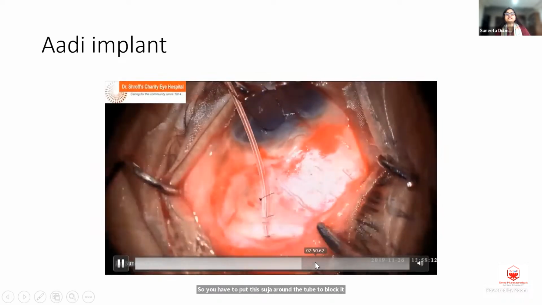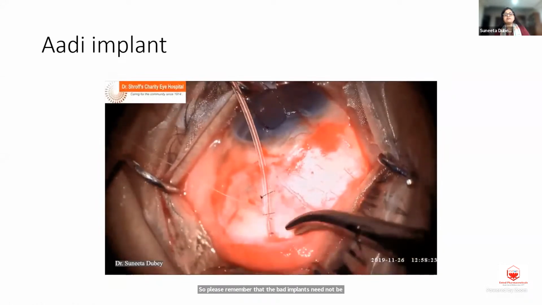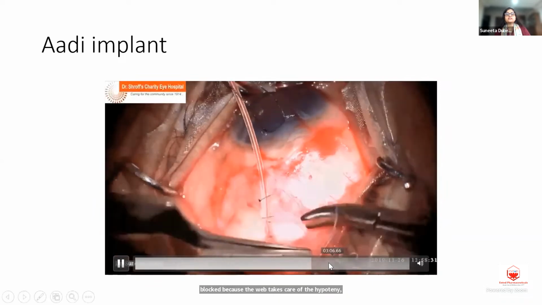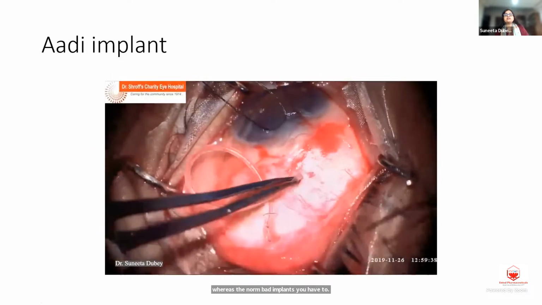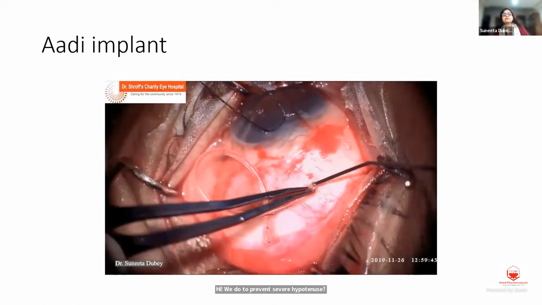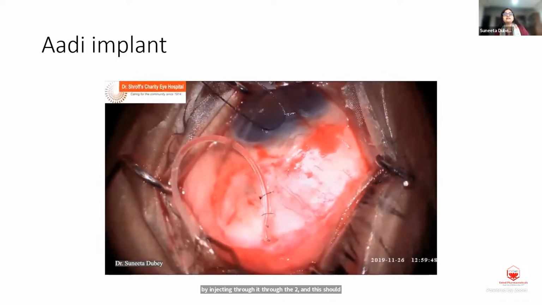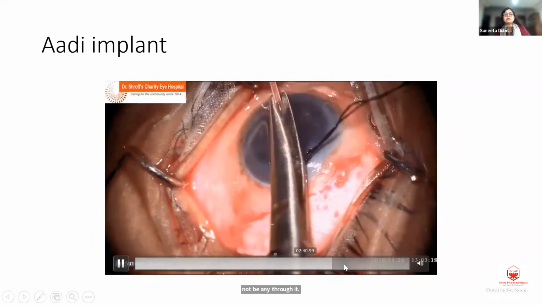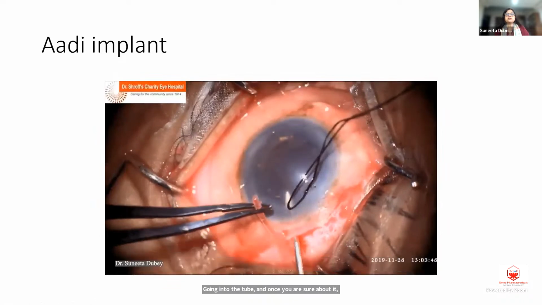Please remember that the valved implants need not be blocked because the valve takes care of the hypotony, whereas for the non-valved implants you have to tie the tube to prevent severe hypotony in the early post-operative period. Then you inject fluid through the tube, and there should not be any fluid going through. Once you are sure about it, you can insert the tube without making a tunnel also.